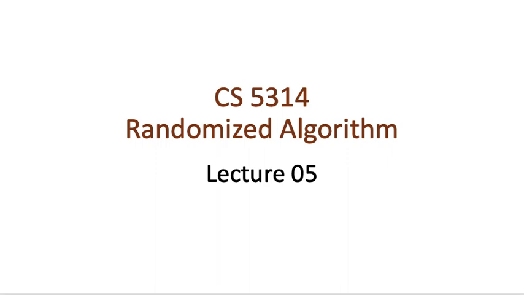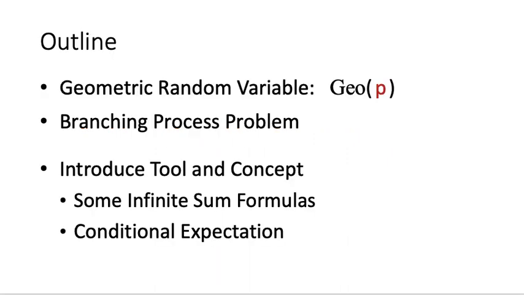Lecture 5. In this lecture, we will introduce a very important random variable called the geometric random variable, usually denoted as GEO with a parameter P. We will also analyze a problem called the branching process problem. But before that, we will give a tool for summing an infinite number of terms, and then we will give a corresponding concept called conditional expectation. So let's start.